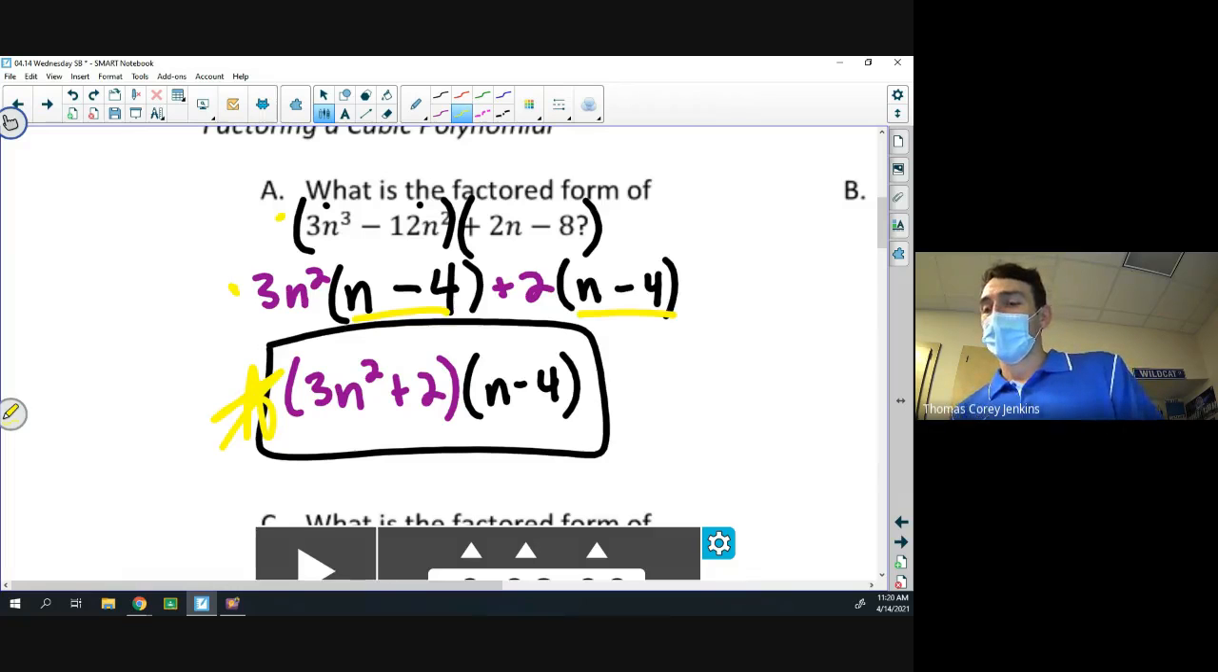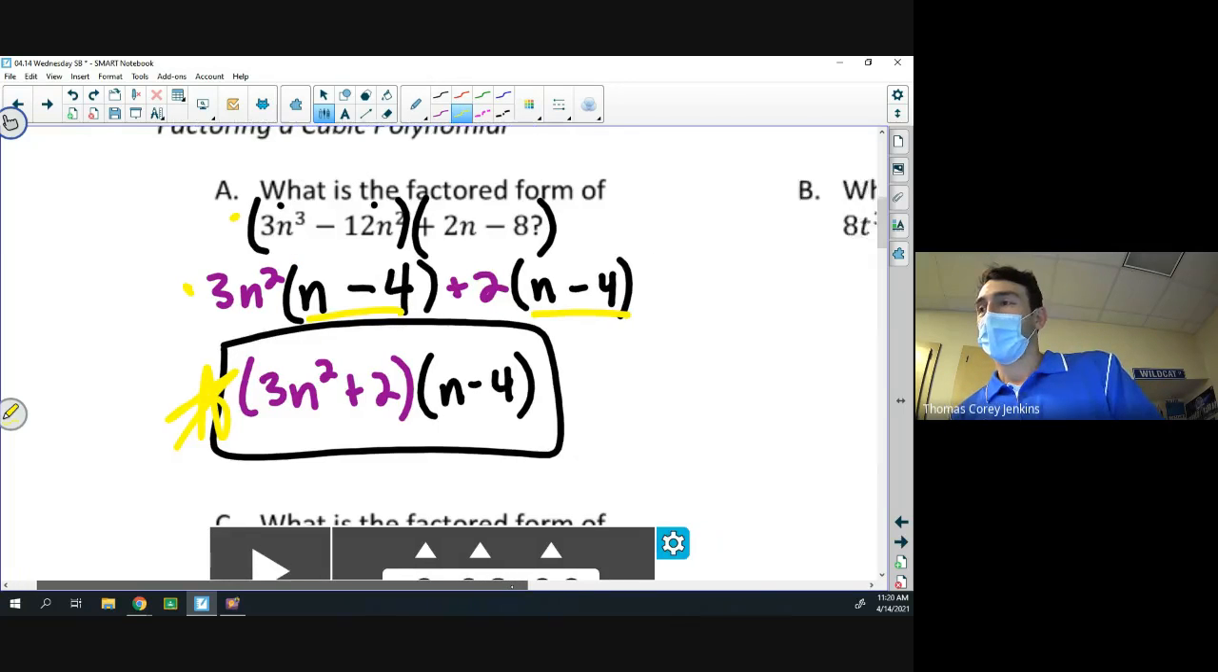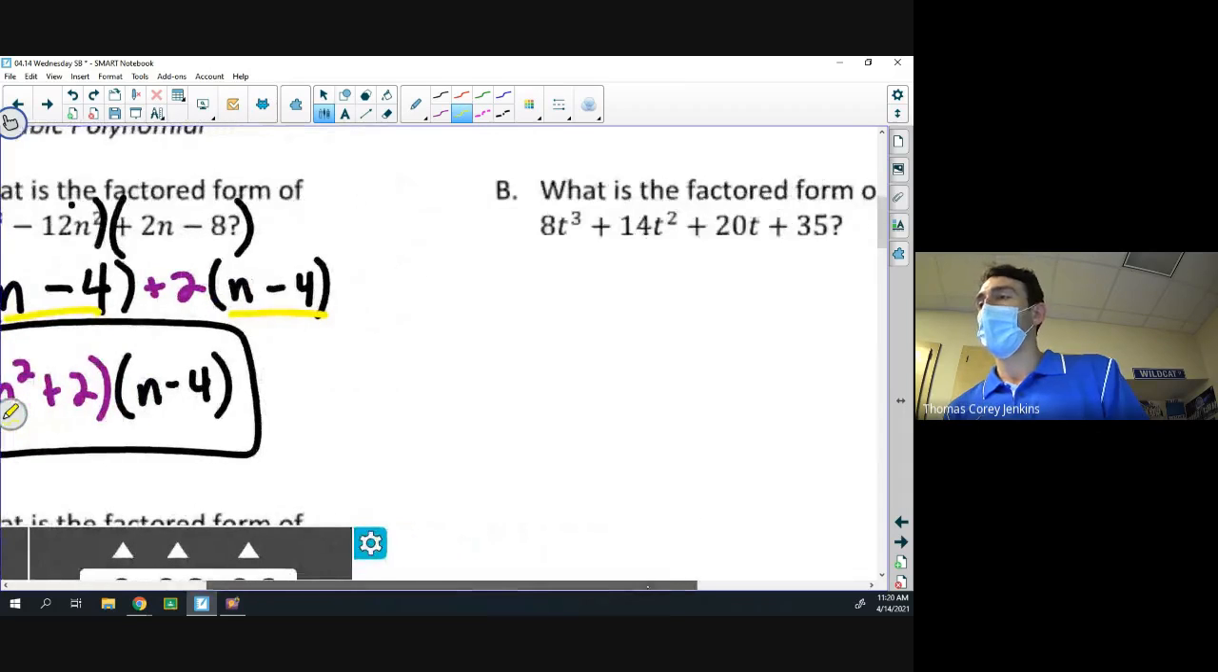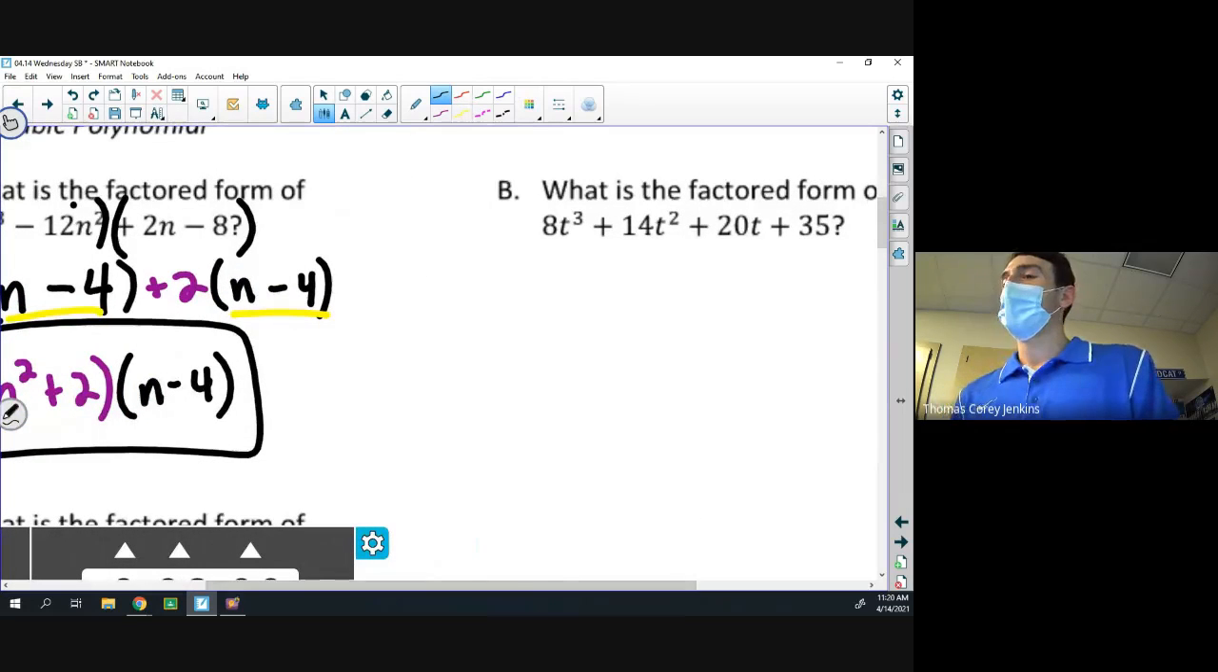Okay, so now I'm going to start to call on you guys for a little bit of help. I'll guide you a little bit, but you all are going to help me through the process. All right, so group 2 and 2 together. So looking at my first two terms, who can tell me what the GCF is of 8t cubed plus 14t squared? Grant?